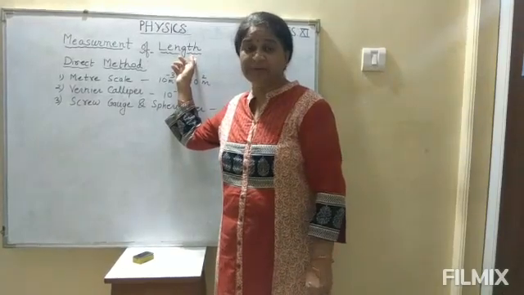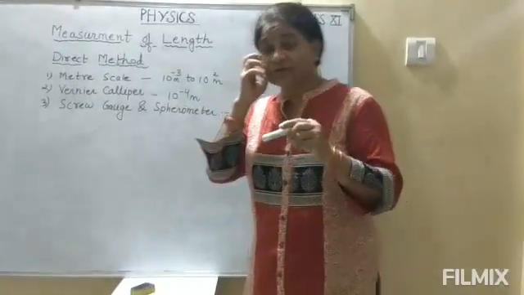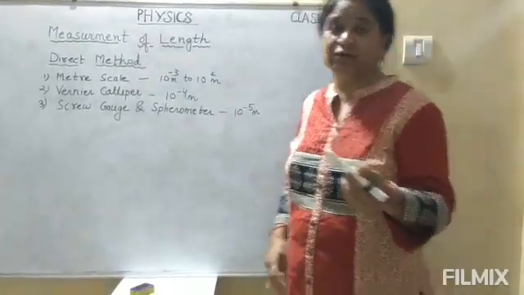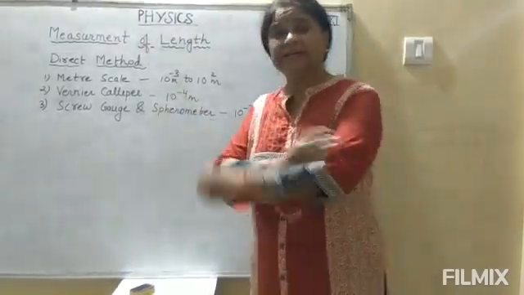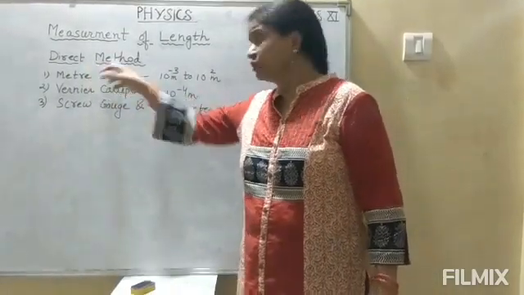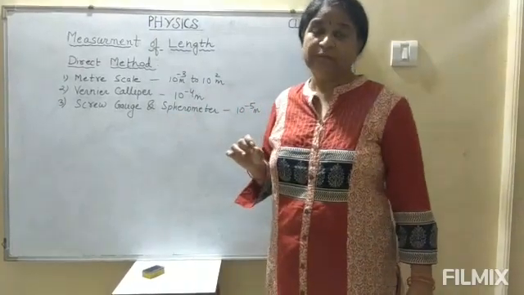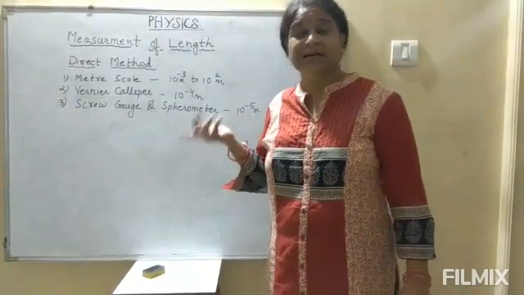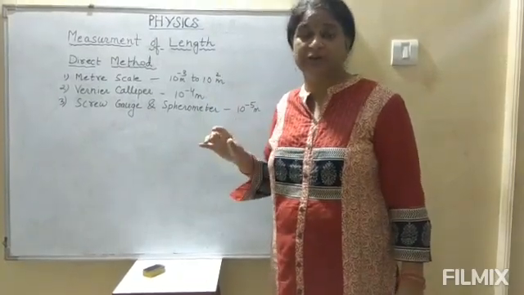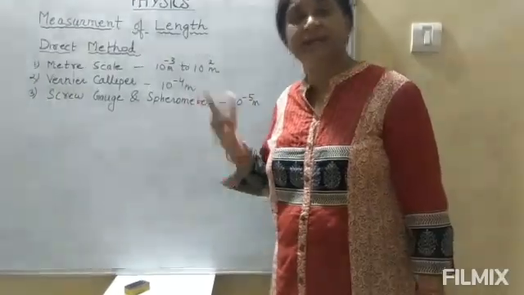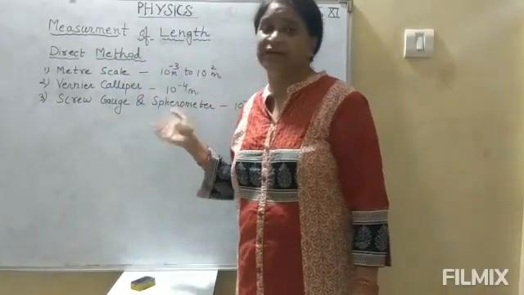You are very familiar with the meter scale and the centimeter scale that you use in your compass box. Some methods are direct methods, through which we can measure distances directly, and some methods are indirect methods, through which we can measure the length of an object or a distance indirectly. So first of all we will discuss the direct method.